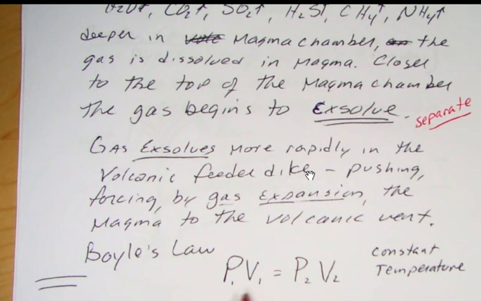Pressure and volume at the same temperature. In the magma chamber, there's higher pressure but a smaller volume. But as the gas expands, we're going to see a larger volume. Because now it's coming up through the vent and exploding, the gas is going to expand to fill that volume. One of the properties of gases is that they expand to fill whatever volume is available.